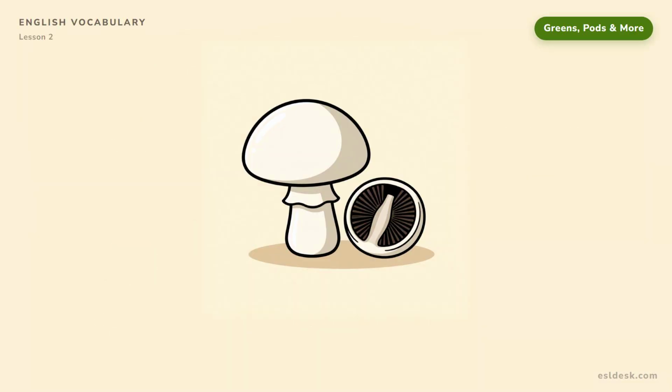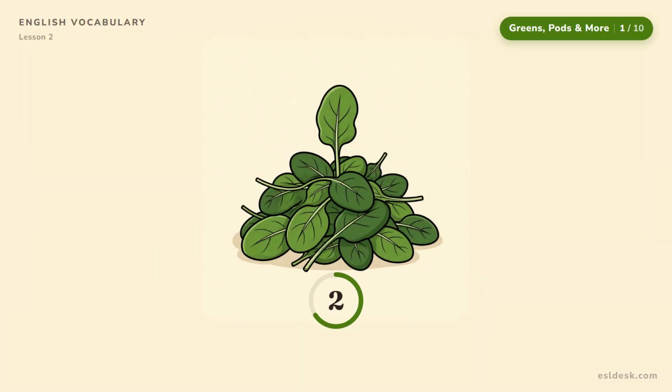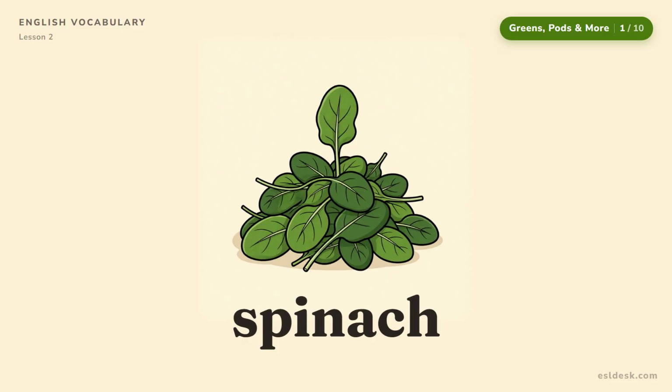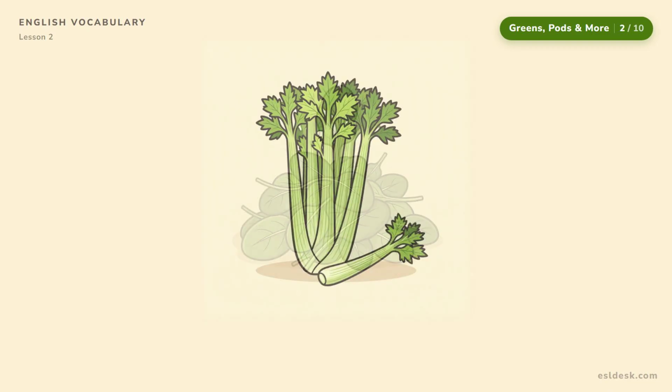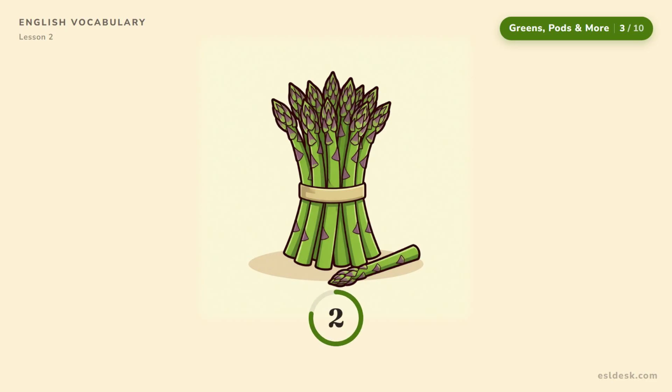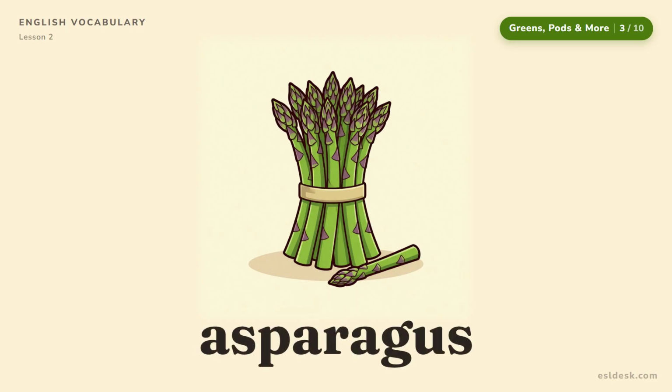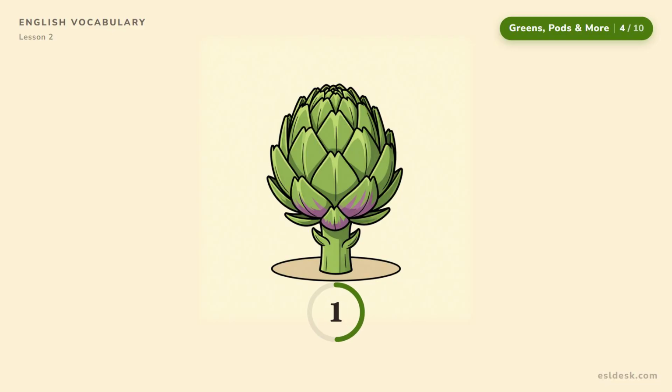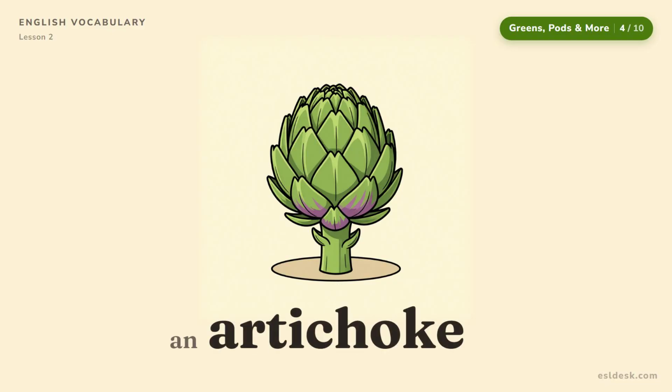Greens, pods, and more. Spinach. Celery. Asparagus. An artichoke.